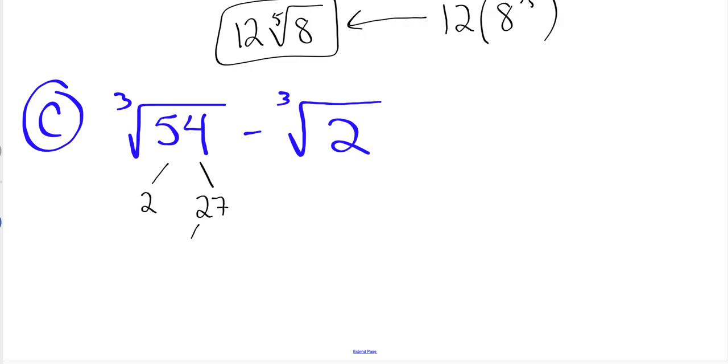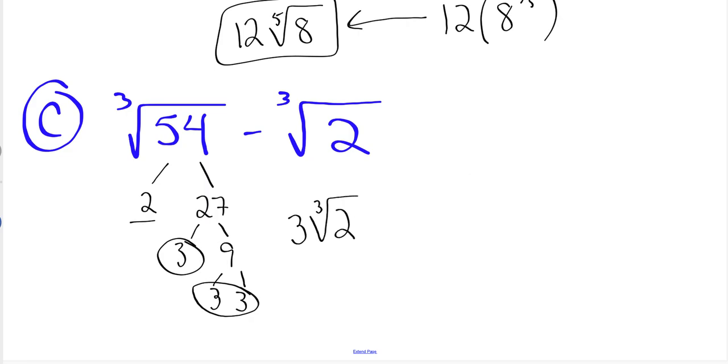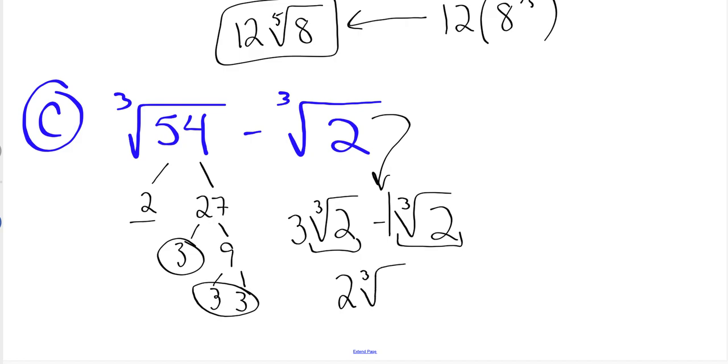So 2 and 27. 27 is 3 times, not a 2, it's 3 times 9. And 9 is 3 times 3. So we have 3 of a number, and the 2 stays back underneath there. So simplifying, we should have 3 cube root of 2. That's this one after we simplify it down. And then we have the cube root of 2 here. Okay, so those both match, so we can do them. So you want to try to simplify and then see if you can add or subtract. So now we have the same radical here and here. Subtract the coefficients. We should have 2 cube root 2.